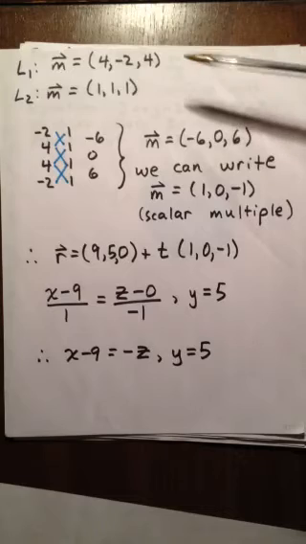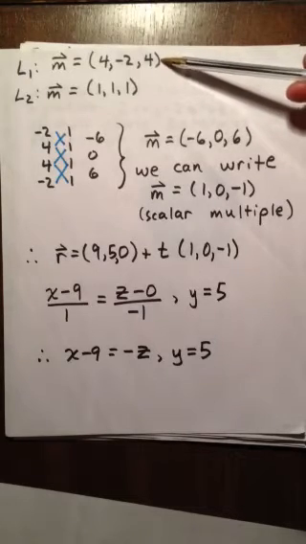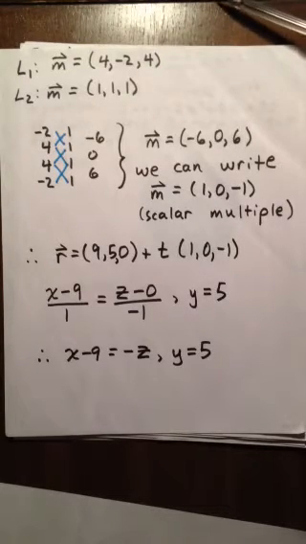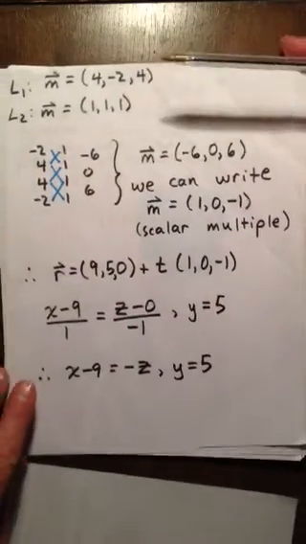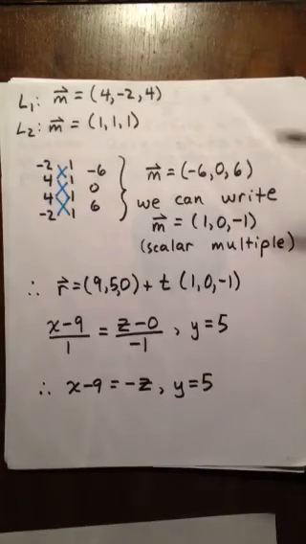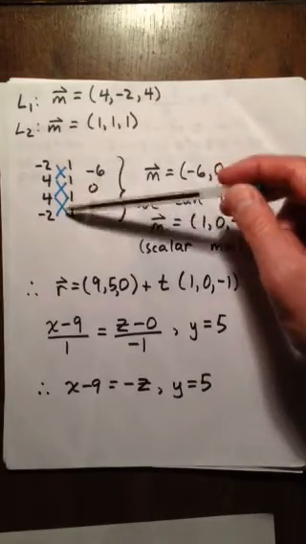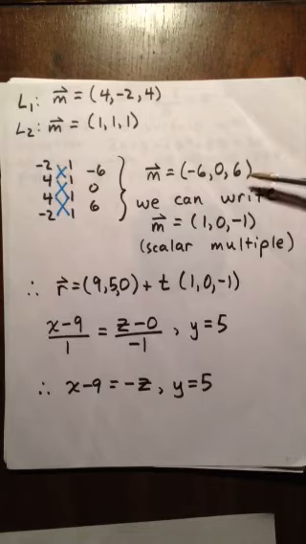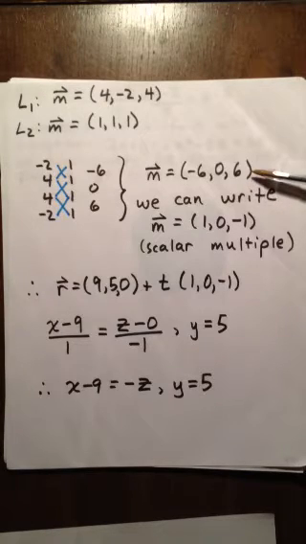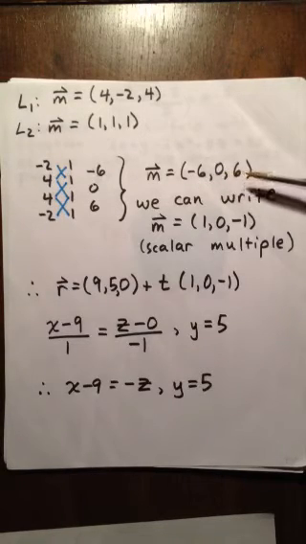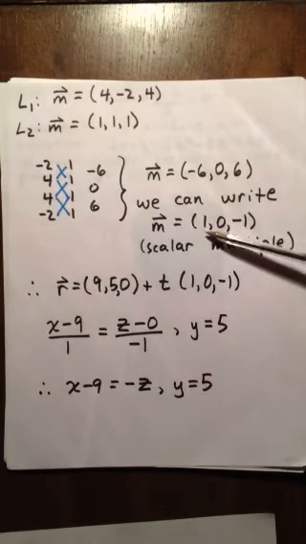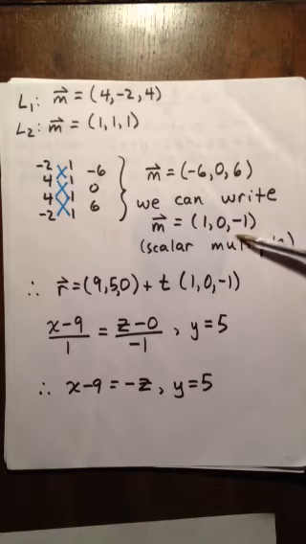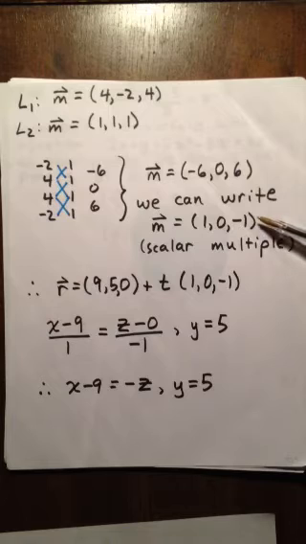So to get the direction vector of a line perpendicular to both of those, what we want to do is cross the vectors (4, 2, -4), (4, -2, 4), and (1, 1, 1). And doing that, we see that we get the direction vector (-6, 0, 6). Now multiplying through by -1/6 gives us a new direction vector of (1, 0, -1). And this is like a reduced version of this direction vector.